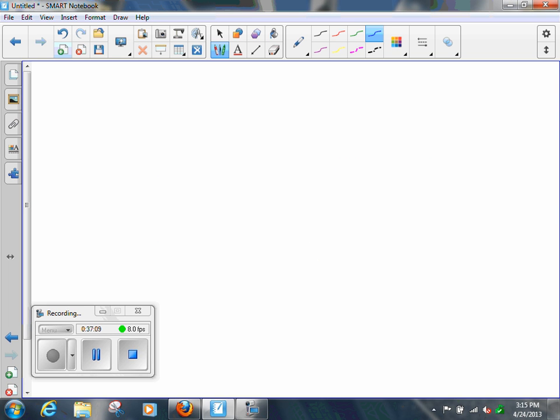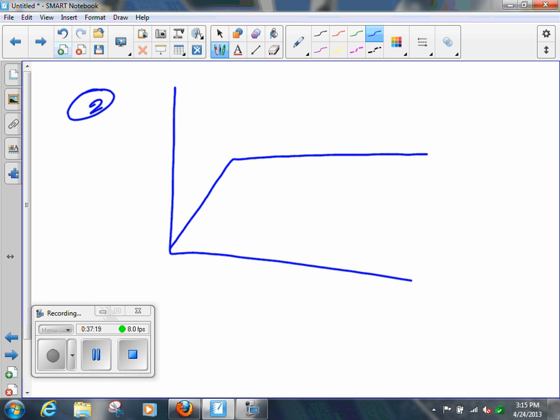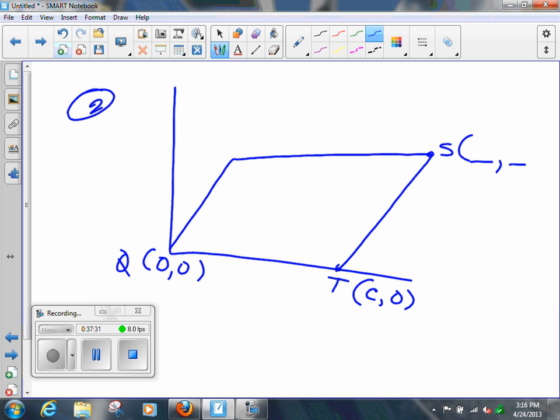Look at number 2. It says QRST is a parallelogram. What are the coordinates of vertex S? You can barely see it, so look at it real carefully and fill it in when you need to. You have 0, 0 is Q. This point is T, and it is C, 0. This one is S, and it's blank, blank. And this one is R, and this one is A, B.